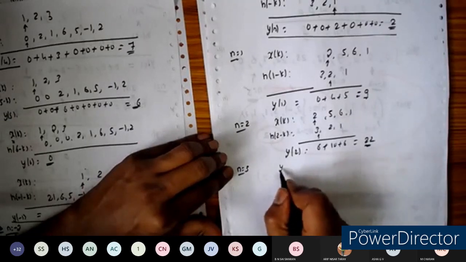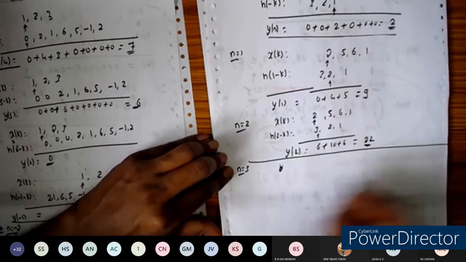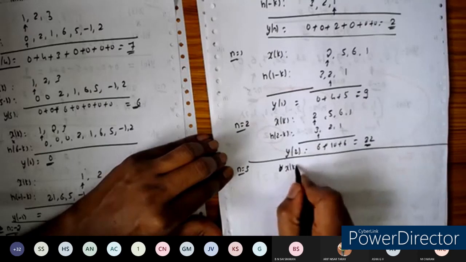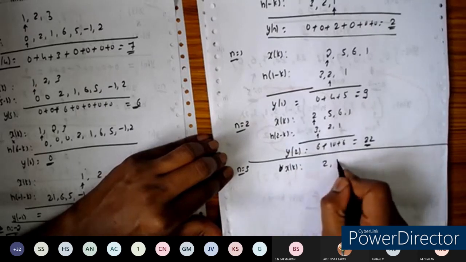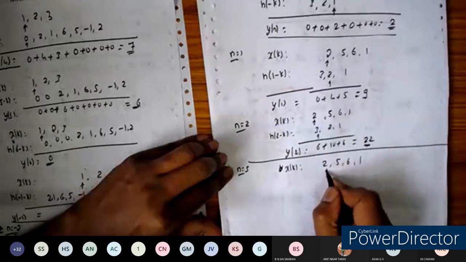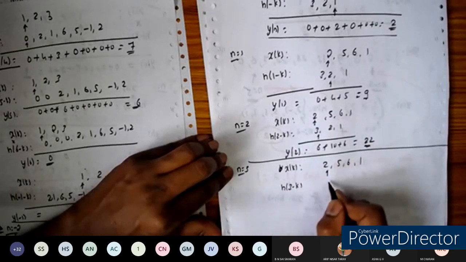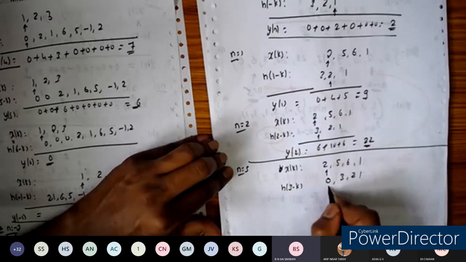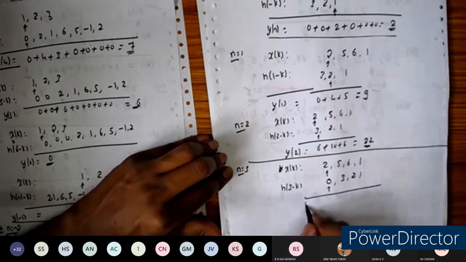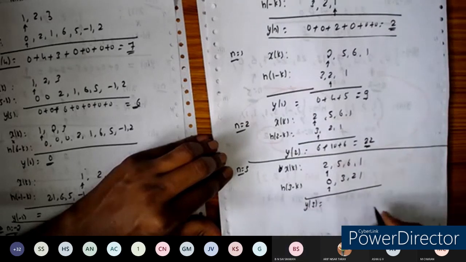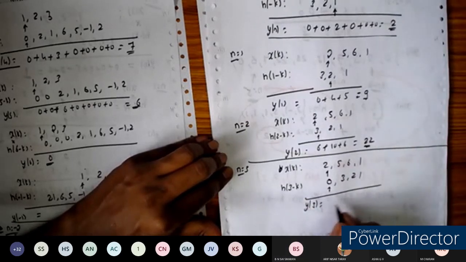So n is equal to 3 means x of k is 2, 5, 6, 1. Next one is h of 3 minus k. Nothing will be there means you can treat it as 0 here. So how much do you get? 28. 28, sir. Okay.